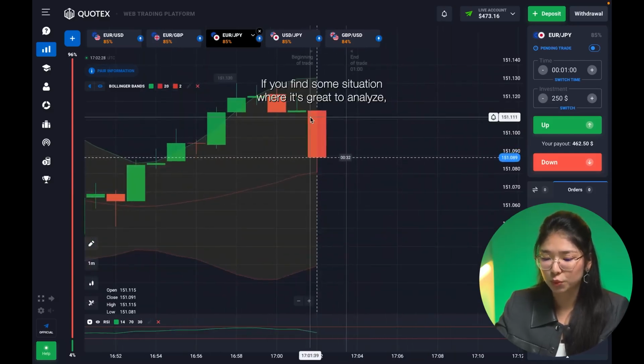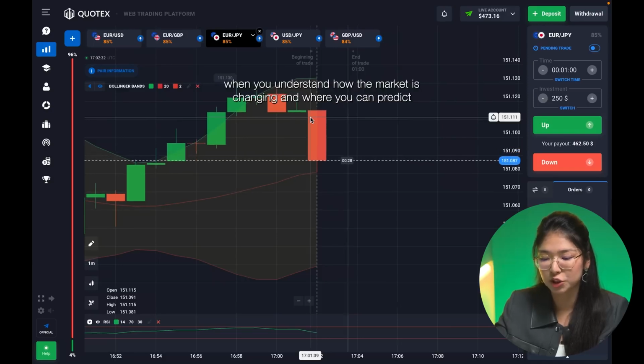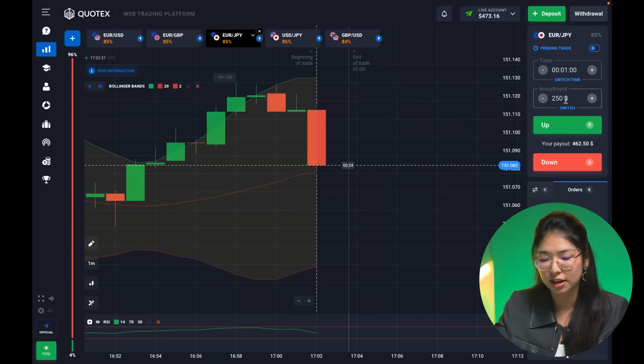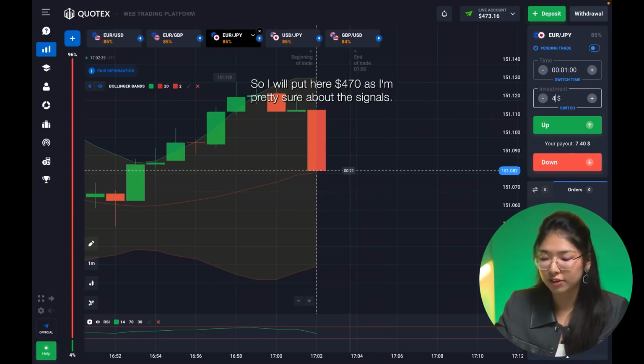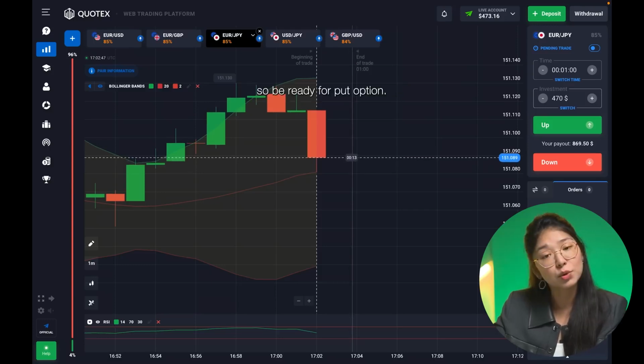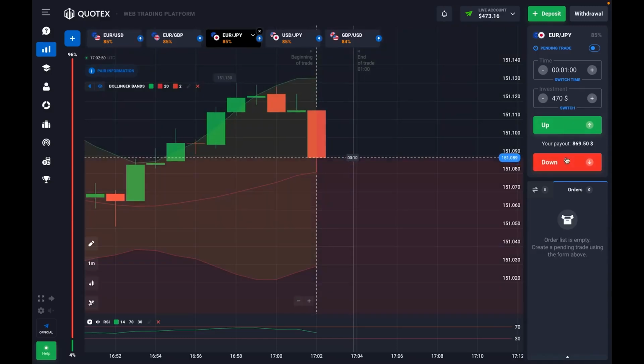If you find some situation, it's great to analyze when you understand how the market is changing and where you can predict the price movements. Really, just keep trading there. I will put here $470 and I'm pretty sure about the signals. My signals are also confident and have up to 90% accuracy. So be ready for put option.